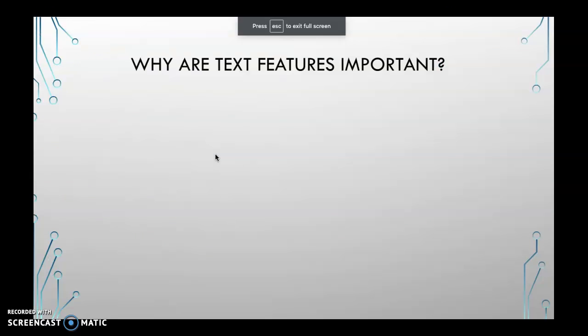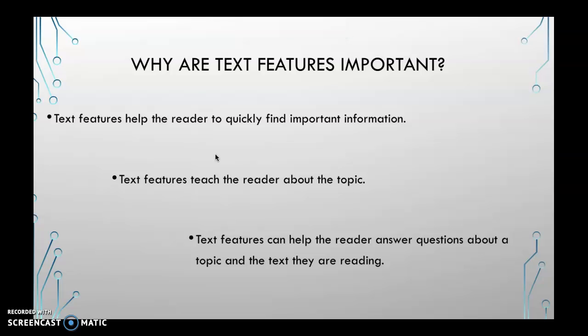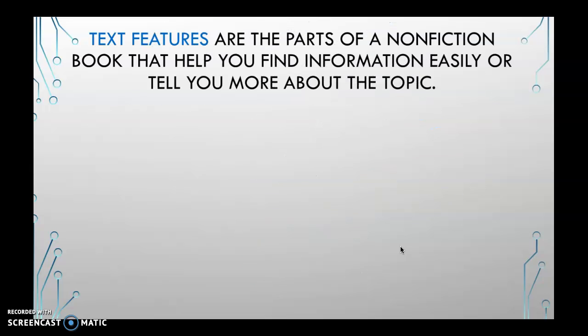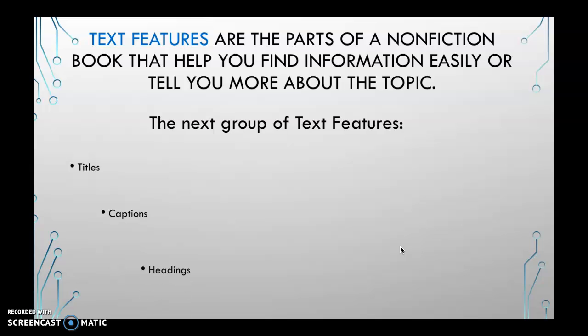So our text features. Text features, again, help the reader to quickly find important information, and they teach us about the topic that is listed in that book or text or article, and they can help the reader answer questions about a topic or a text that you are reading. So some of the text features that we're going to look at today are titles, captions, headings, subheadings, close-up, and cross-section, and finally labels.